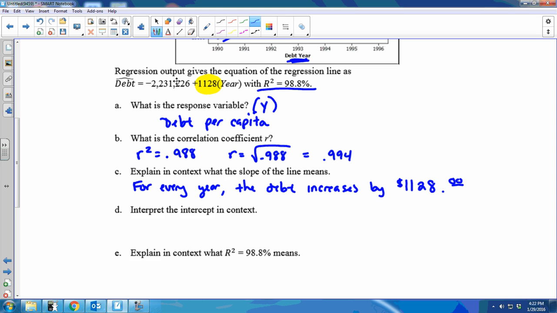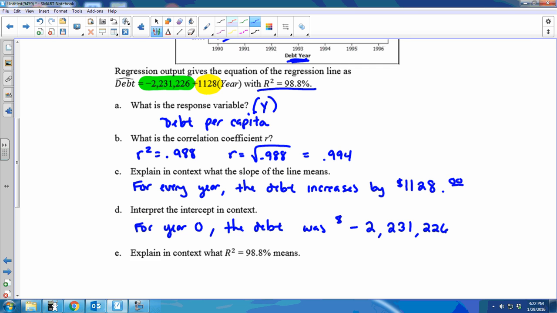Okay? D says interpret the intercept in context. So the intercept is this number. And so for that we say at year 0, this only is from 1990 and above, but at year 0, the debt was $2,231,226. That doesn't make much sense, but that's what it is. Make sure you know how to interpret it. For 0, whatever the x is, this is what y would still be.